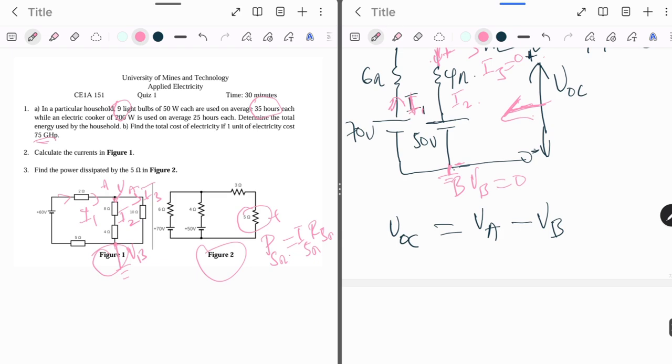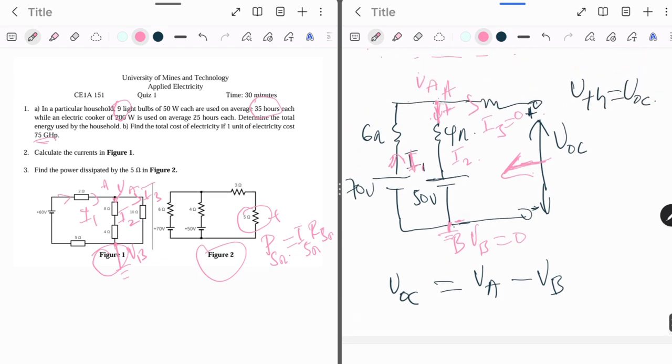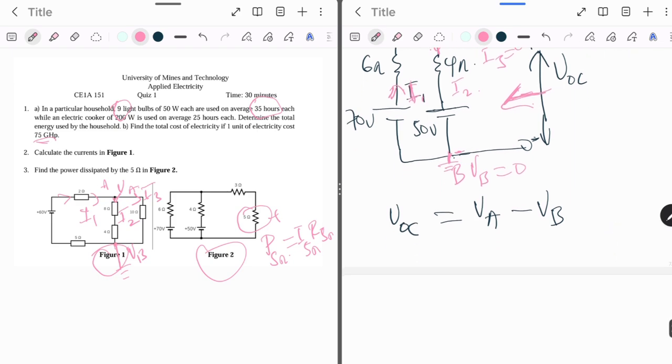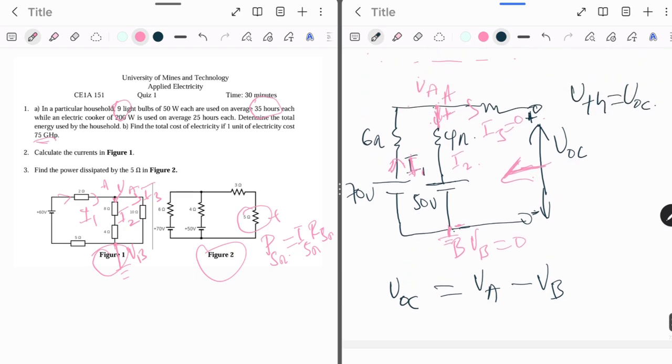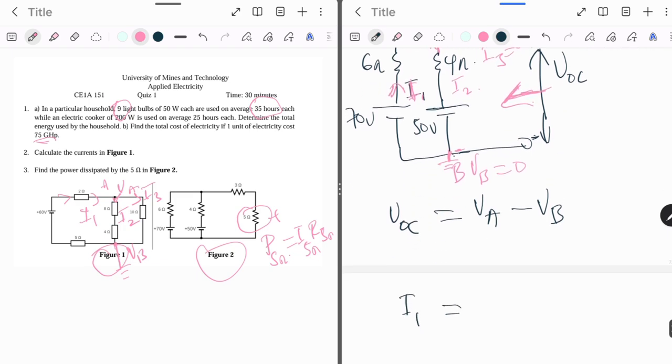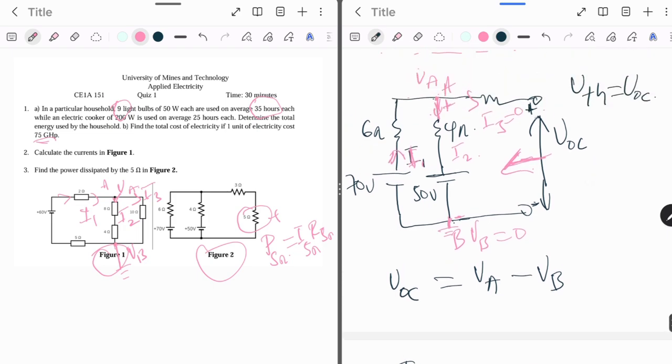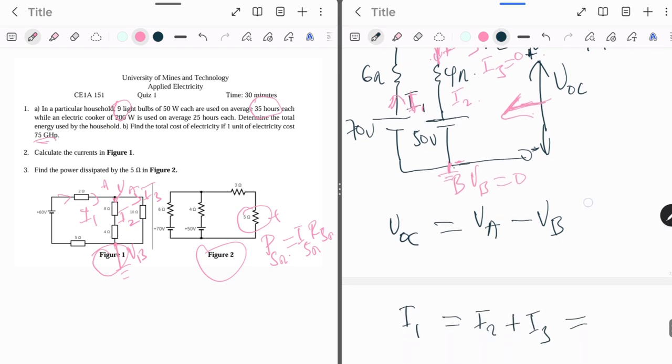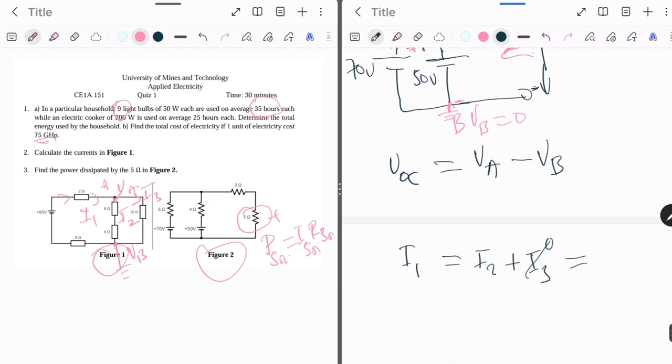Now I can apply Kirchhoff's current law at node A. I1 is entering the node, and then I2 and I3 are leaving. So I1 equals I2 plus I3. Since this part is open, I3 is 0. So we get I1 equals I2.